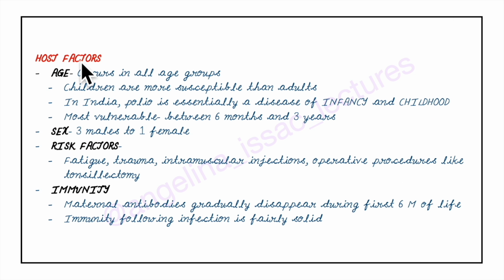Condensing the important points under the host factors, the age, it occurs at all age groups, but children are more susceptible than adults. In India, polio is essentially a disease of infancy and childhood, and the most vulnerable age is between 6 months and 3 years. Sex is 3 males to 1 female, and the risk factors include fatigue, trauma, intramuscular injections, operative procedures like tonsillectomy. Immunity, the maternal antibodies gradually disappear during the first 6 months of life. Immunity following infection is fairly solid.